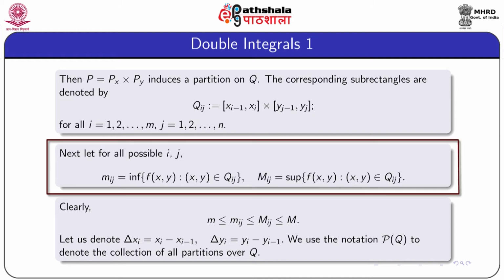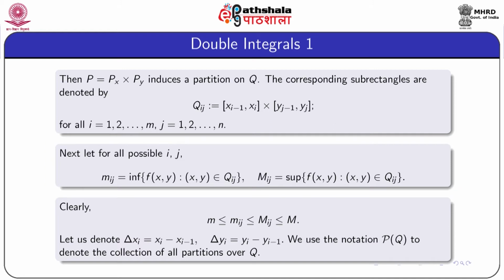Next, for all possible ij, let small mij and capital Mij denote respectively the infimum and supremum of the values of f whenever xy is in Qij. Clearly, small m is less or equal to small mij, less or equal to capital Mij, less or equal to capital M. Let us denote delta xi equal to xi minus xi minus 1, that is the length of the ith subinterval, and similarly for y. We use the notation script P of Q to denote the collection of all partitions over Q.